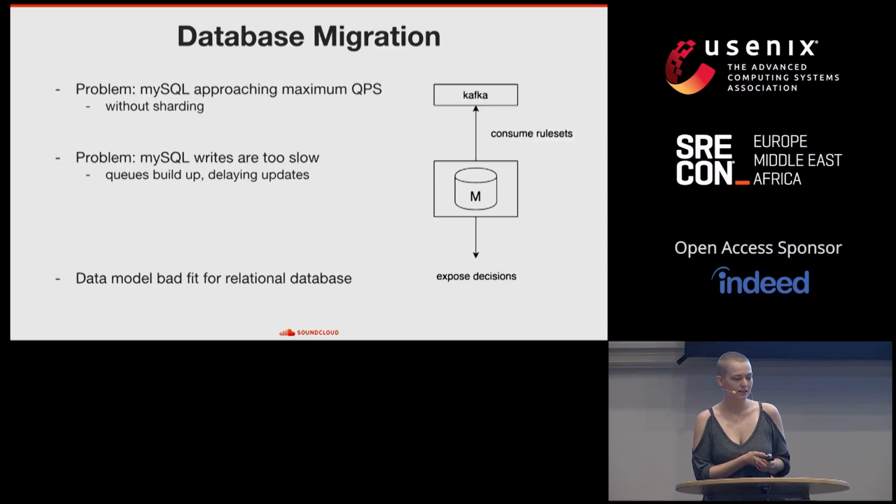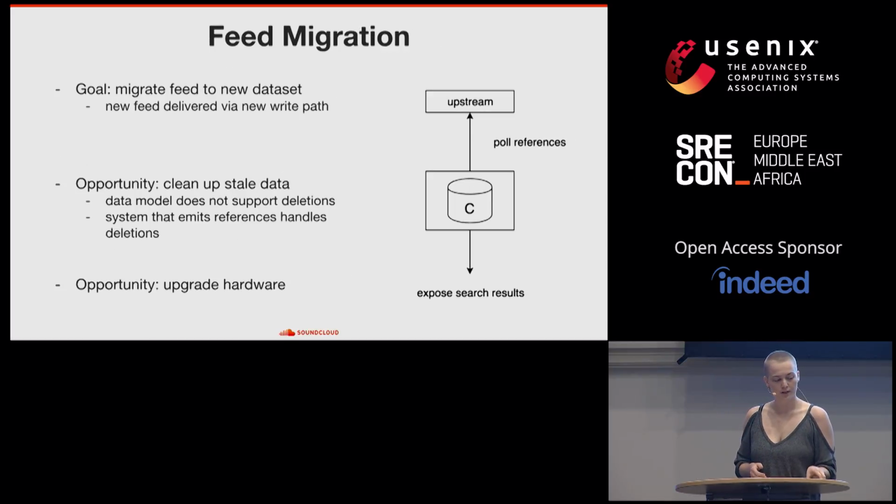The first project that I want to talk to you about is something I called a feed migration. Here's a simple diagram of what the system looks like. I've intentionally excluded a lot of detail because they're not what's important here, but there's an upstream system, and we have this system that pulls references from the upstream system and stores them in a Cassandra database. Cassandra is a key value store, NoSQL database, and then exposes search results over those references.